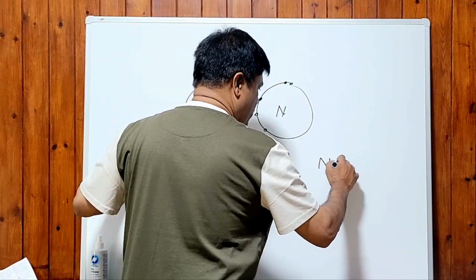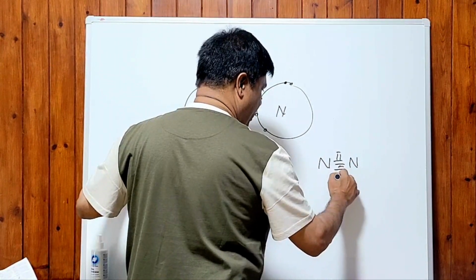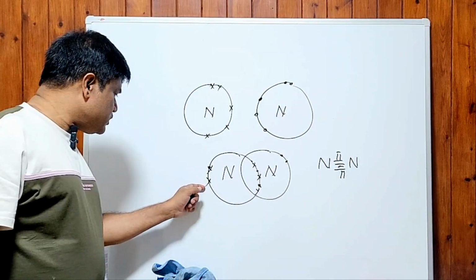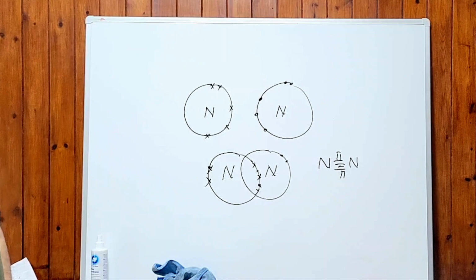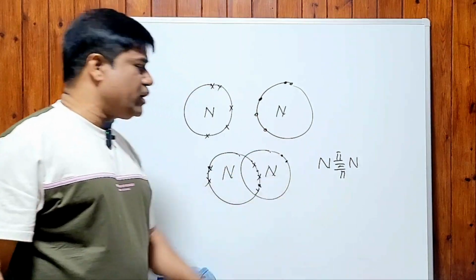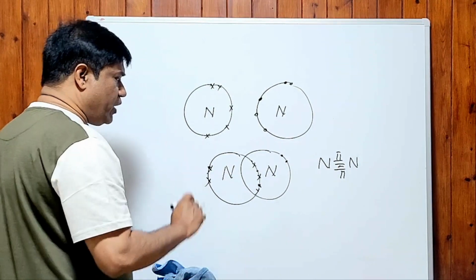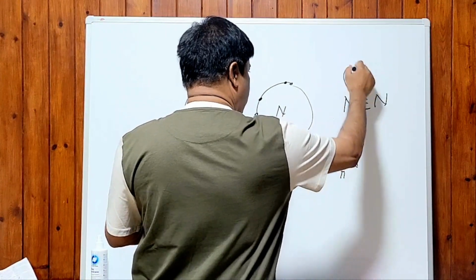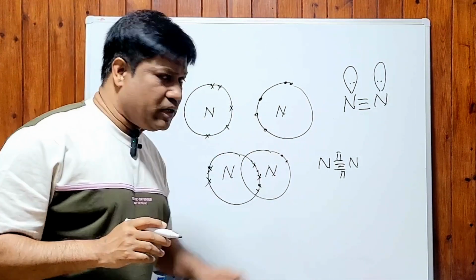Nitrogen like this: 1 sigma and 2 pi bonds. And what do we call these 2 electrons which are not participating in sharing? Any idea? These two electrons are called a lone pair of electrons. In the examination, if they ask you to draw the nitrogen molecule, you have to represent this lone pair in the form of an orbital, meaning these two electrons are present in the orbital.